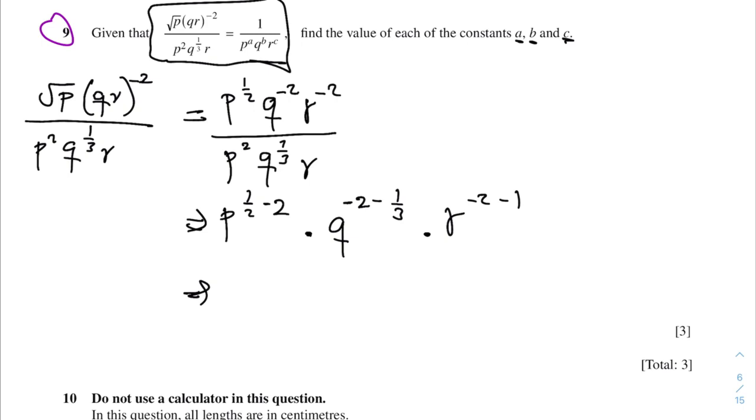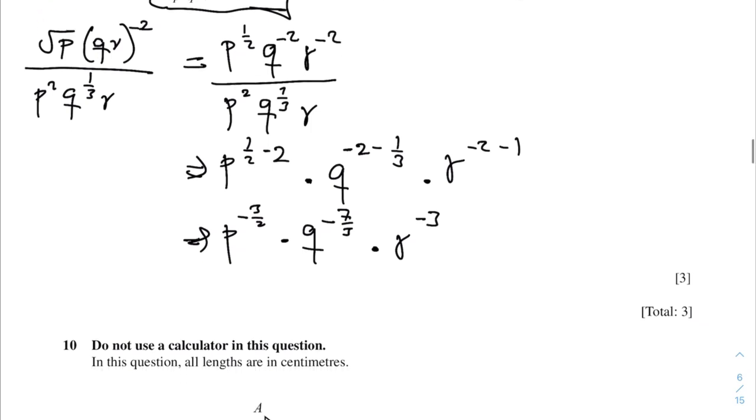0.5 minus 2 is -3/2. So this is P = -3/2. Then for the Q, what we have is -2 minus 1/3. Calculator tells me that's -7/3. And then for the R, we have -3.